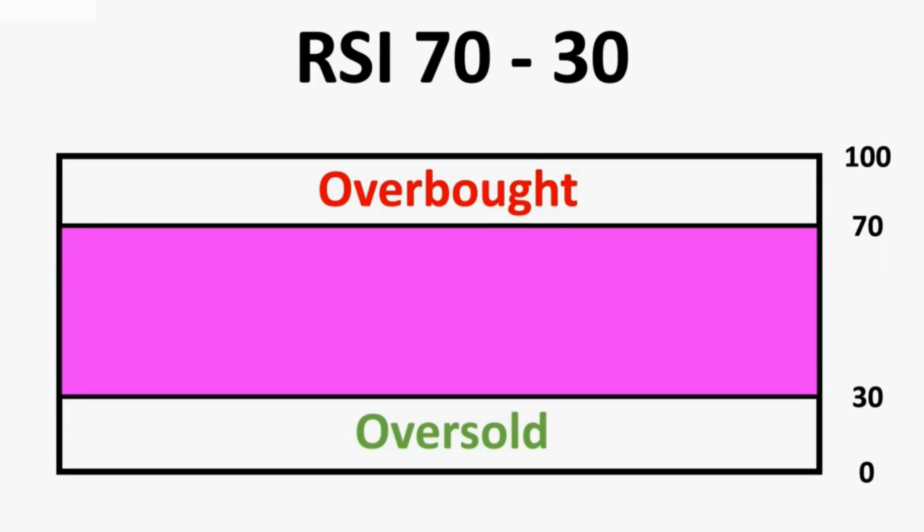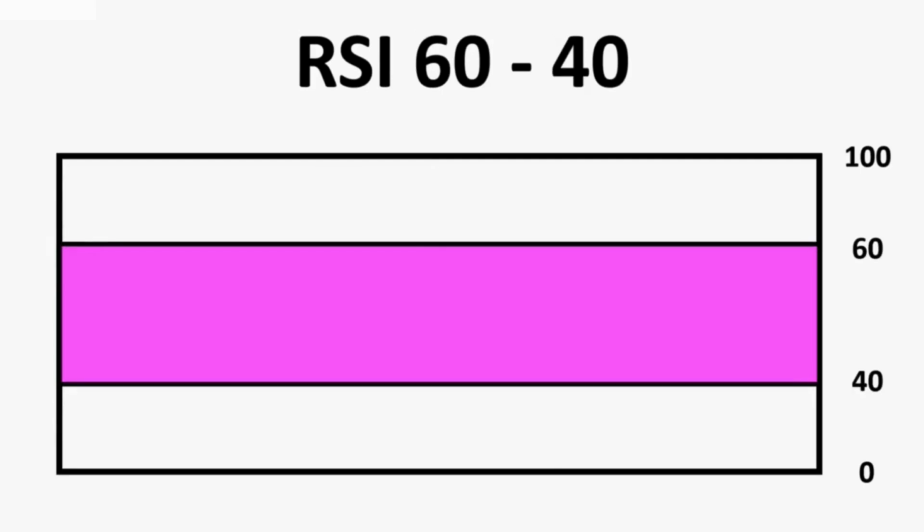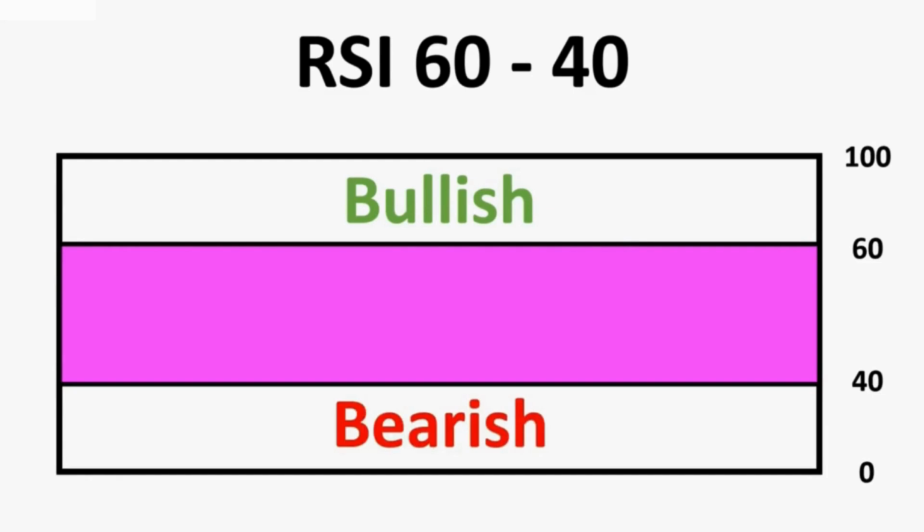Instead, we prefer using an unconventional way, which is the RSI 60-40. So in this RSI 60-40 method, when the price crosses above 60, we consider it to be bullish. And just opposite to this, when the price goes below 40, we consider it to be bearish. So whenever the price enters any of these zones, that is, crosses above 60 or below 40, we look for some trading opportunities on the chart like breakouts or breakdowns, as we have got the confirmation that the market is going bullish or bearish.